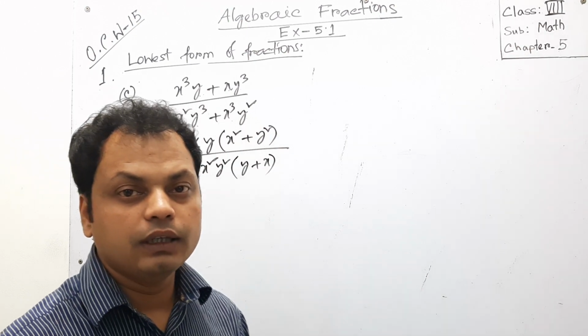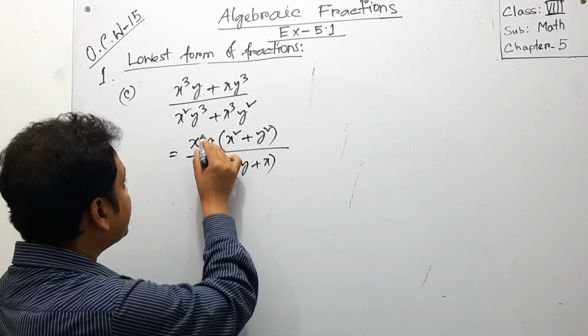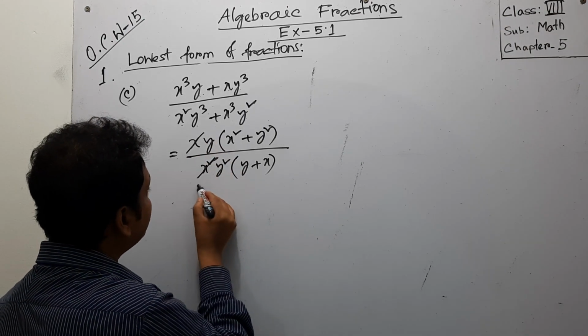Now we will eliminate the common factors. x and x square will be eliminated. Then we will get x.